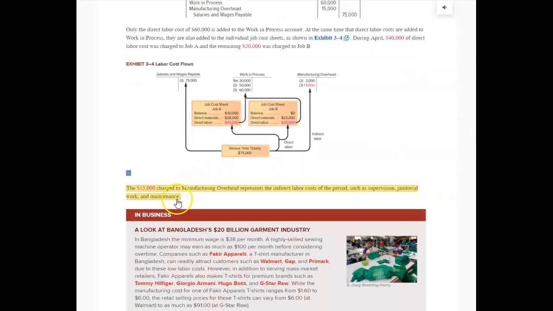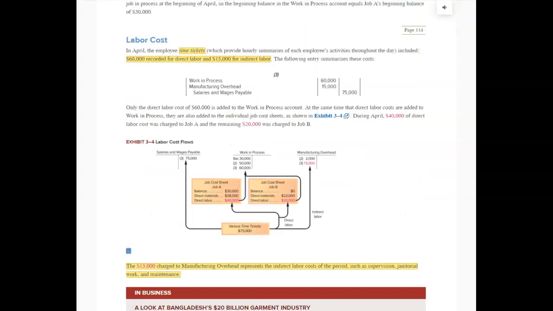And I think right here, yes, the indirect labor going to manufacturing overhead represents supervision cost, janitorial work, maintenance, those kinds of things. So that's indirect labor. That's going to go straight to manufacturing overhead, just like your indirect materials did. From the various timesheets, we end up seeing that $40,000 of direct labor is assigned to job A and $20,000 to job B. So a total of $60,000 is debited to the work in process inventory account. And we go to manufacturing overhead, and we're going to debit that account $15,000.